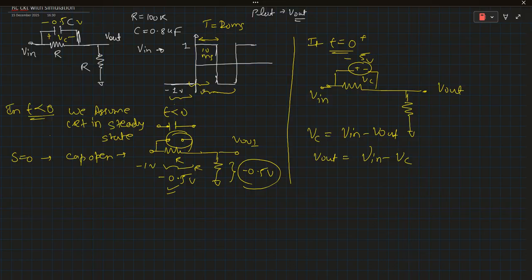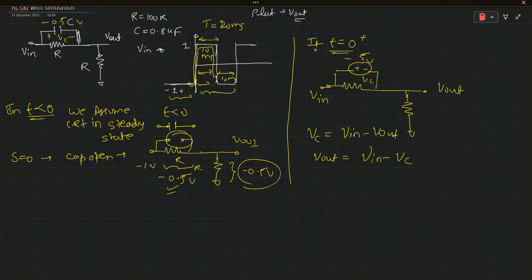So now we can see that the time period for the circuit is 20 milliseconds. Sorry, the on time period was stated wrongly. This time frame is 10 milliseconds, and this is also 10 milliseconds.